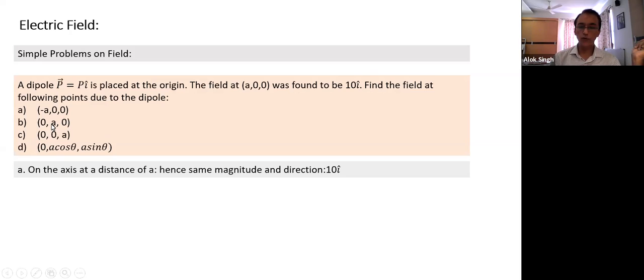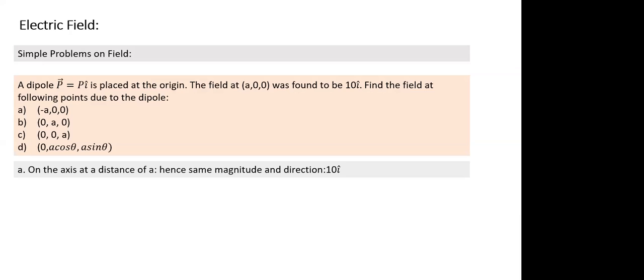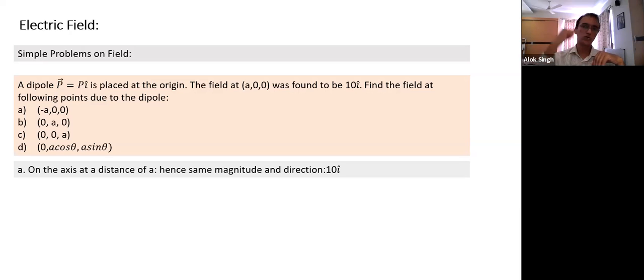This point's distance from the center of the dipole is A. This one also is at distance A, and the third one also is at distance A. So all of them will have the same field. How much is that? Minus 10 I cap or minus 5 I cap? Minus 5 I cap, because at the same distance on the equatorial plane the field becomes half. At a distance A on the axis it is 10, and on the equatorial plane at the same distance it becomes half of it. So minus 5 I cap.